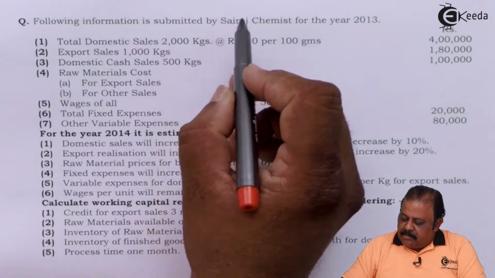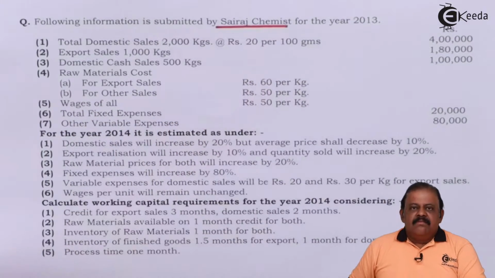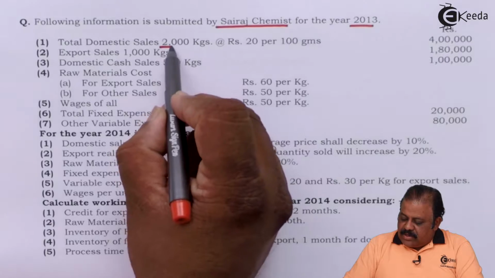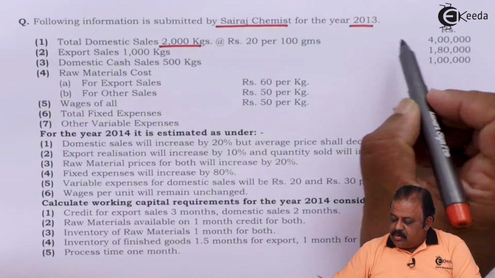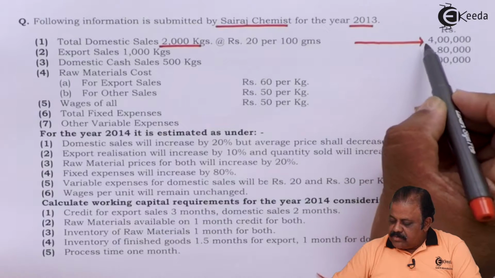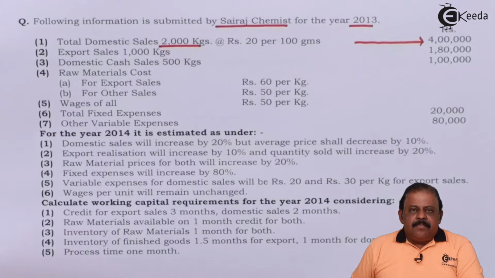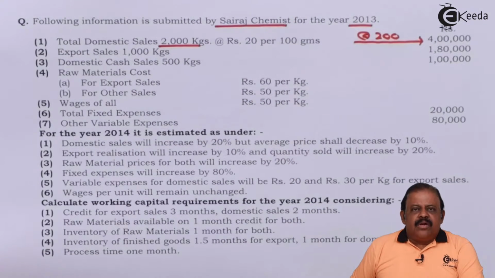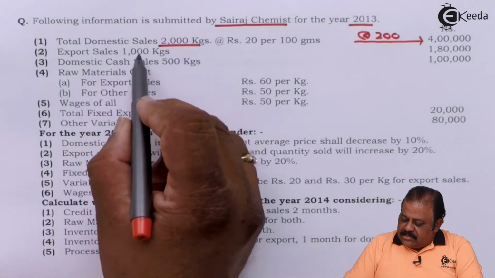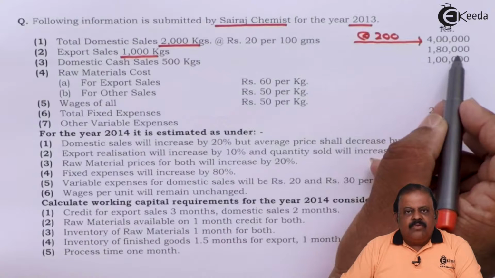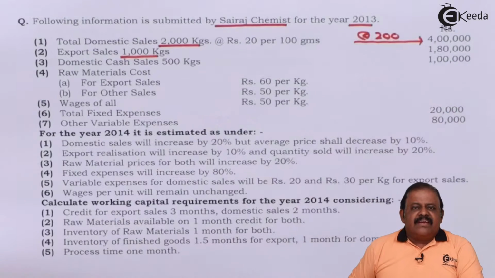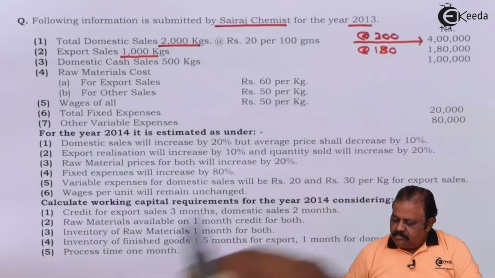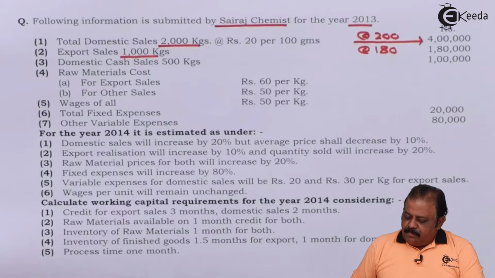Following information is submitted by Sairaj Chemist for the year 2013. Total domestic sales 2000 kg. Amount is given here rupees 4 lakhs. So we can calculate rate per kg: 4 lakh divided by 2000, so it is at the rate of 200 per kg. Export sales 1000 kg. Total sales 1,80,000. We can calculate selling price. It is 180 per kg.